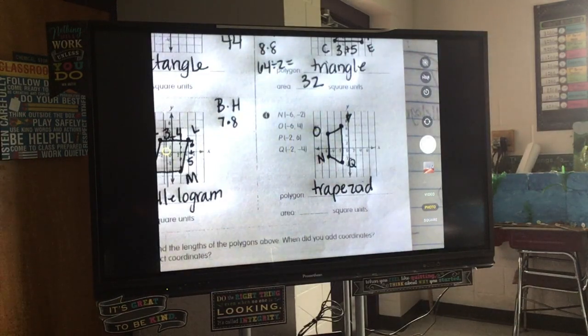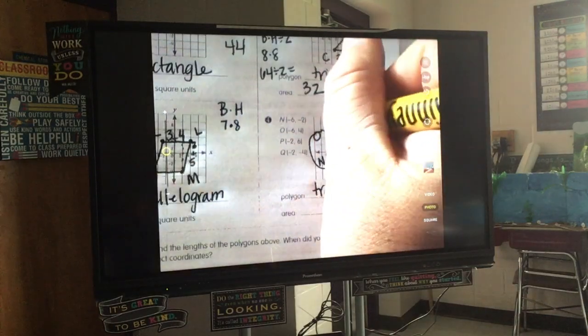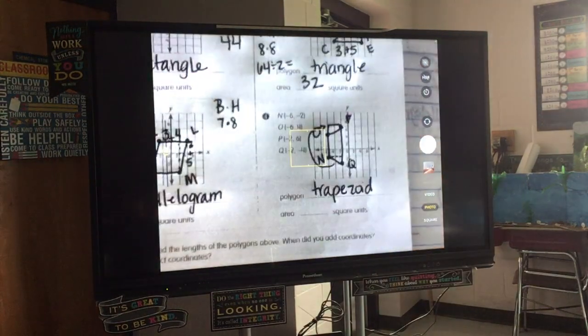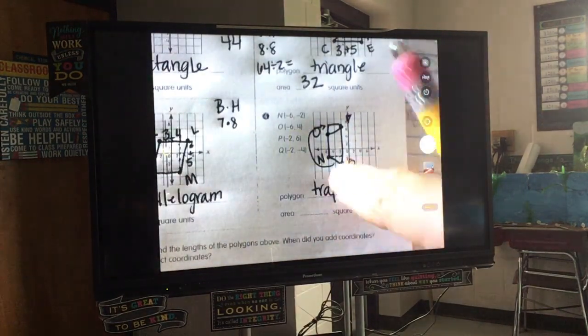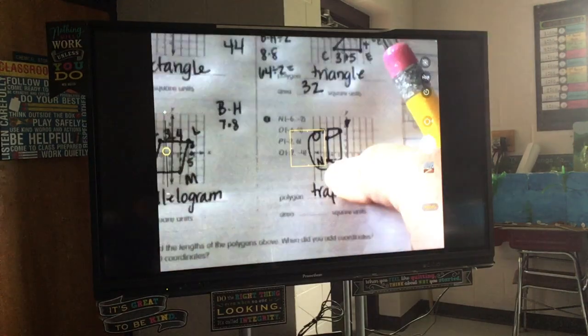Personally, what I would do to make it super easy, I'm going to cut this side off and move it over here and make it what kind of shape? So this part is now gone, so what kind of shape did I just make? Ramon? Rectangle. So be careful.